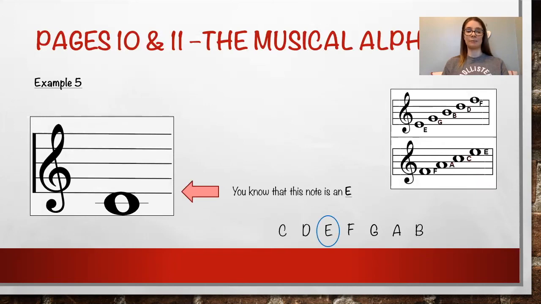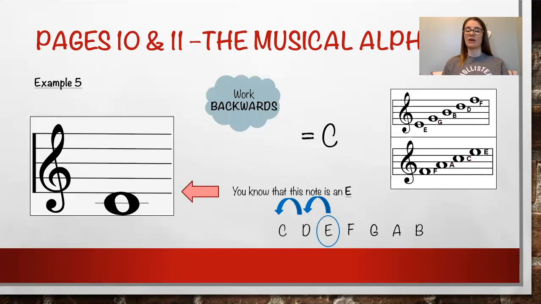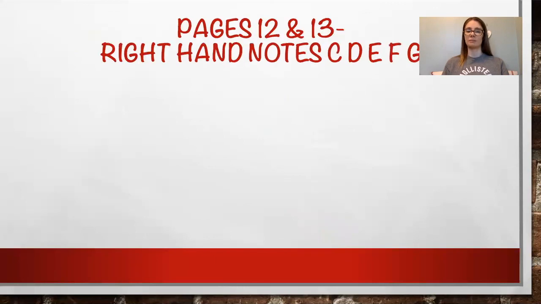This is a bit of a tricky one, but we do know that the bottom note is an E. What we then have to do is work backwards. So remember there are 7 letters in our musical alphabet: C, D, E, F, G, A and B. We are working backwards from an E, so the note in the space below an E would be a D, and a note 1 note below a D would be a C. Therefore, our answer is C.